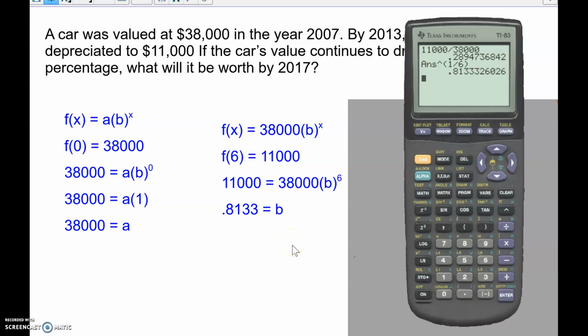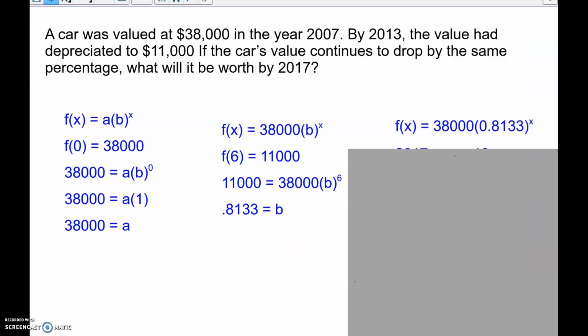I want to make sure that I get a sufficient number of decimal places. 4 should probably do it for you. Okay, so now we have f of x is equal to our 38,000 times our 0.8133 raised to the x power. That's our general exponential formula for this particular situation.